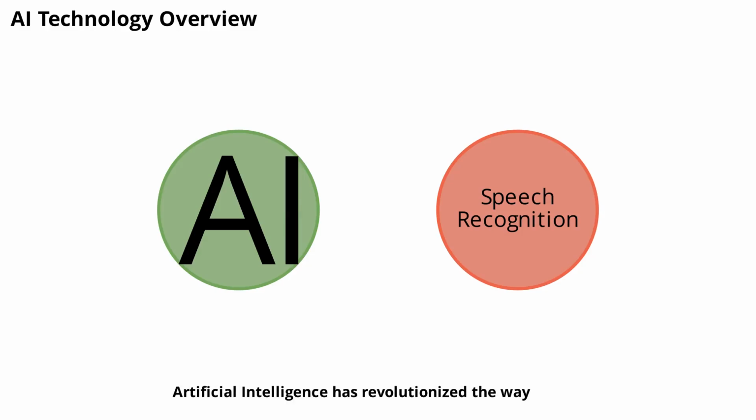Artificial intelligence has revolutionized the way we handle speech recognition and translation. Modern AI models can transcribe spoken words into text with remarkable accuracy, even in noisy environments. These systems use deep learning algorithms trained on vast datasets, allowing them to recognize accents, dialects, and multiple languages. This makes AI the perfect tool for generating real-time subtitles during live events.